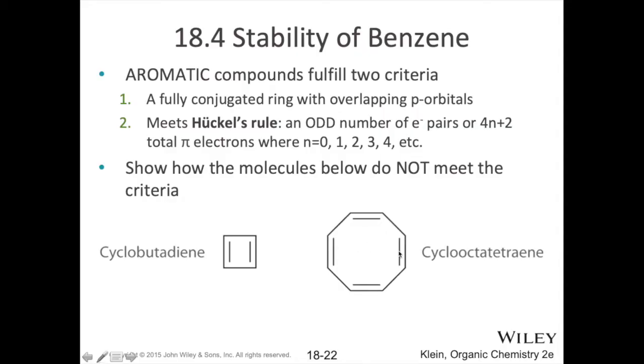Likewise with cyclooctatetraene, we have 8 carbon atoms, which means we have 8 pi electrons, or 4 pairs. You can see we've got 4 pi bonds here. That's an even number again, so that's why it's not meeting Huckel's rule. Also, 8 does not fit into 4n plus 2, right? There's no whole number n that would give us 8 as an answer to this. So that's why these two molecules are anti-aromatic.